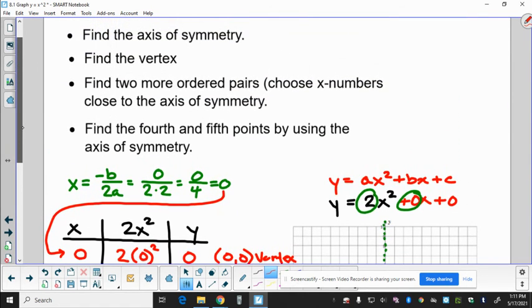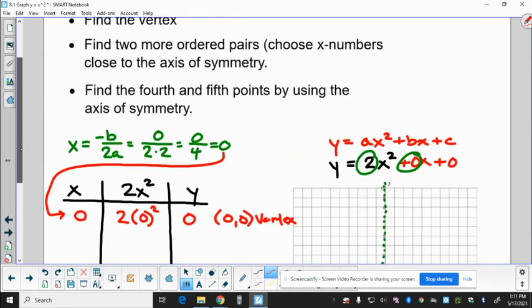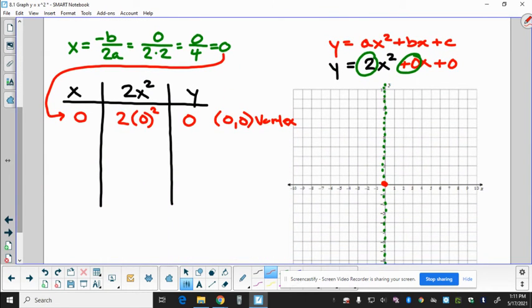Now what do we do next? Find 2 more ordered pairs and choose x numbers close to the line of symmetry. I think we'll go with the ones we used before. How about 1? 2 times 1 squared. Well, 1 squared is 1 times 2 is 2. So that's the ordered pair (1, 2). Let's go ahead and graph that. (1, 2). All right. Choose another number.